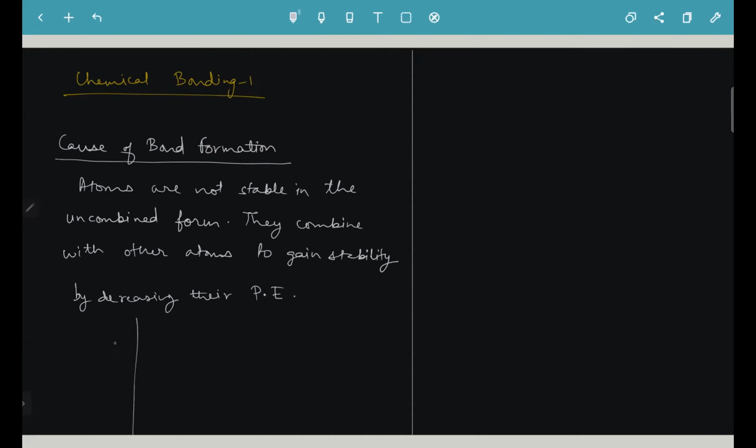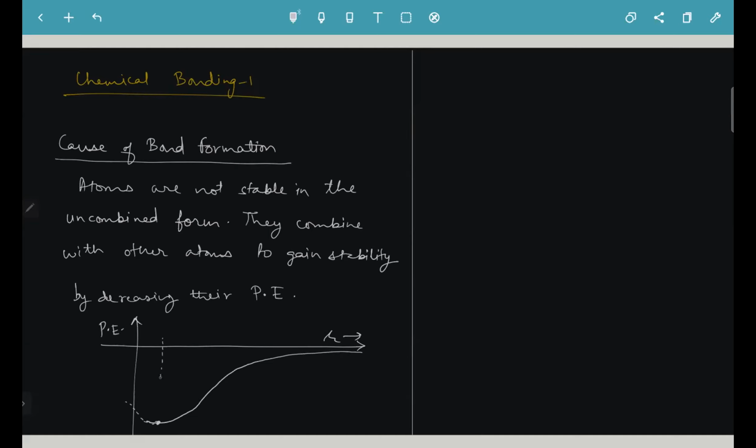When atoms come close to each other, suppose this is the distance between atoms and this is the potential energy. Y-axis potential energy plot कर रहे हैं, x-axis distance plot कर रहे हैं. At very large distance, there is no interaction between atoms. Potential energy is almost zero. At a particular instant, potential energy becomes minimum, and then if you bring the two atoms further closer, potential energy will increase. Okay. यहाँ पे कुछ important points हैं.